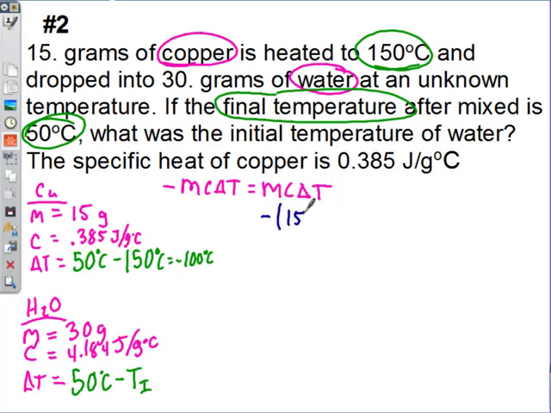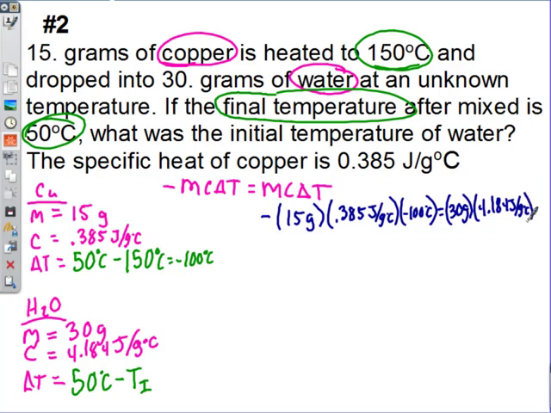So we'll start with negative 15 grams, and then the specific heat, 0.385 joules divided by gram degrees Celsius. Change in temperature, negative 100, is equal to, I have 30 grams. Then I have 4.184 joules divided by gram degrees Celsius. I'm running out of room, so I'll write it down here. And then I'll have 50 minus TI.